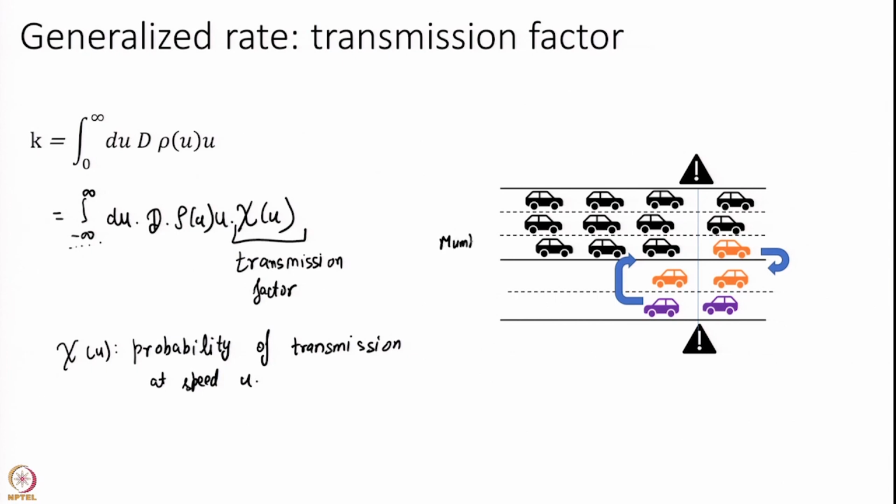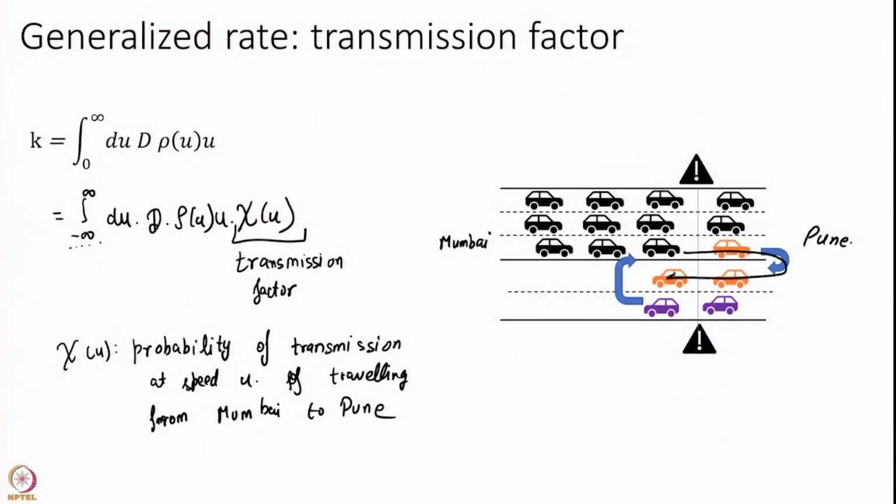Let us make things a little bit more specific. Let us say here is Mumbai, here is Pune, and I am going from Mumbai to Pune. Chi will tell me the probability of going from Mumbai to Pune if my car travels at speed u. Mumbai can be my reactant in a chemical sense, Pune can be my product, and this line can be my transition state at which I am counting the cars traveling through.